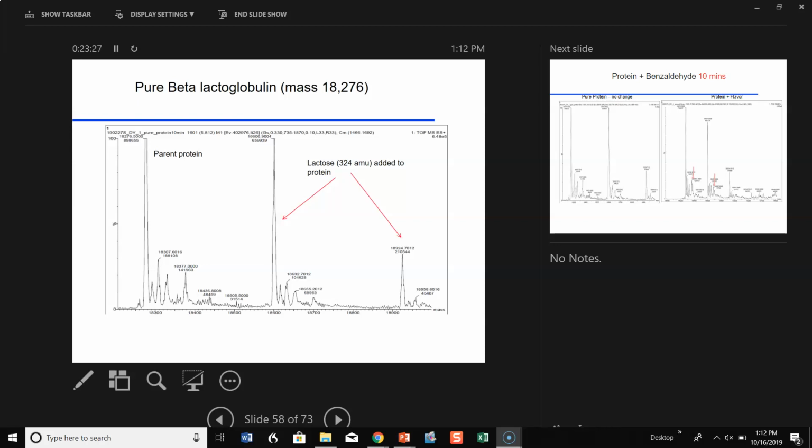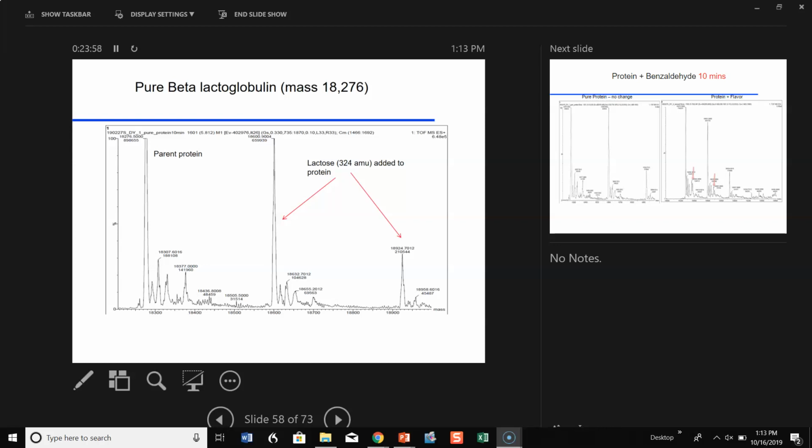And if you put beta-lactoglobulin into an electrospray ionization mass spectrometer, this is what you get. Beta-lactoglobulin has a mass of 18,276. So here's your peak, there's your mass, 18,276. There's some other oxidation that's happened in the protein. For some strange reason, the cow puts a sugar, lactose, in two places on that protein. So here's my pure protein.